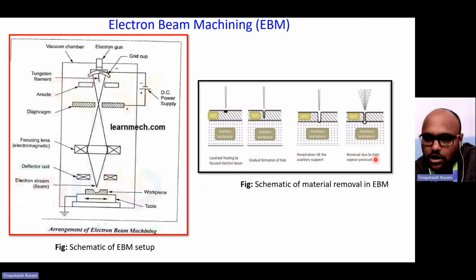Okay, removal due to high vapor pressure. The material will get removed due to this vapor pressure. See here: localized heating, starting penetration, reaching the bottom position, and vaporization pressure, meaning removal due to high vapor pressure. This is the removal of the material.